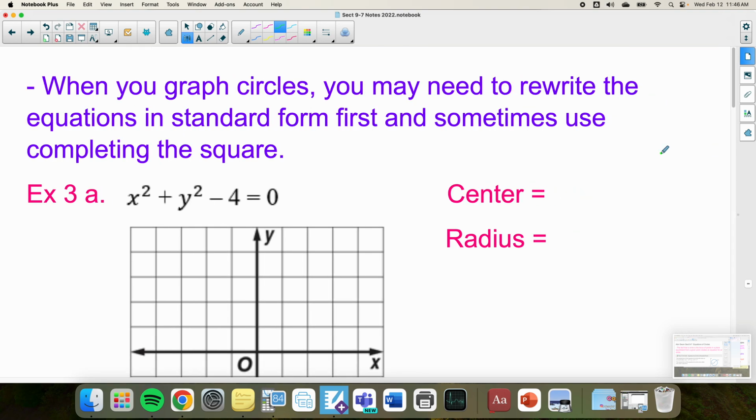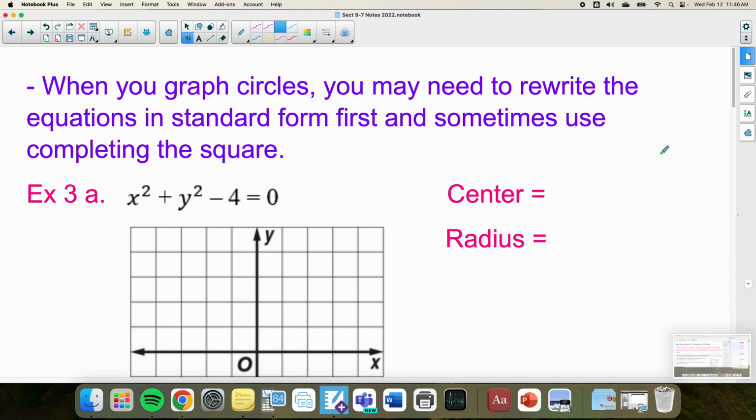Now, the next thing I'm going to show you, this first one looks hard, but it's not at all. Okay. There are going to be times that they give you some equations that aren't in the right form. So by being in the right form, we want the x squared and the y squared on one side. We want the radius squared on the other side.